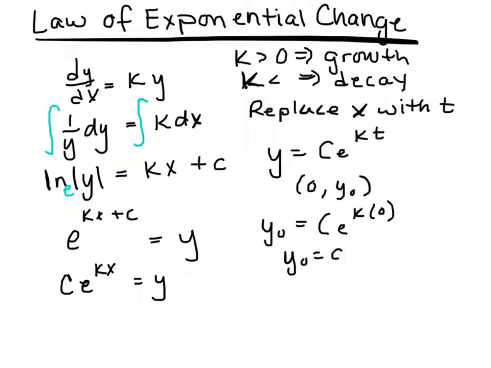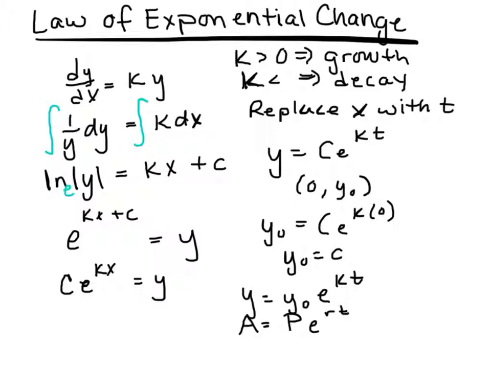So y naught is equal to c. I can replace my c with y naught. So we get the equation that y is equal to y naught e to the kt. Does this look familiar to anyone? It should.